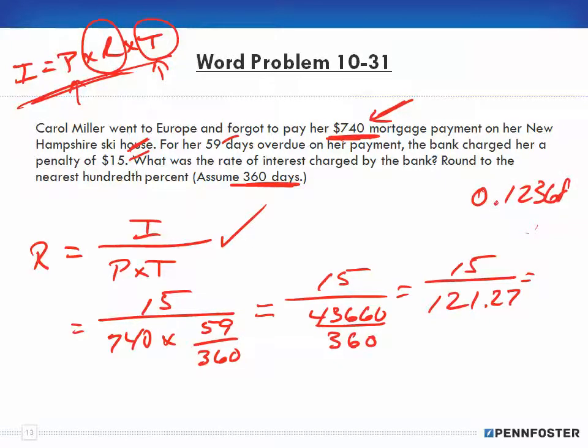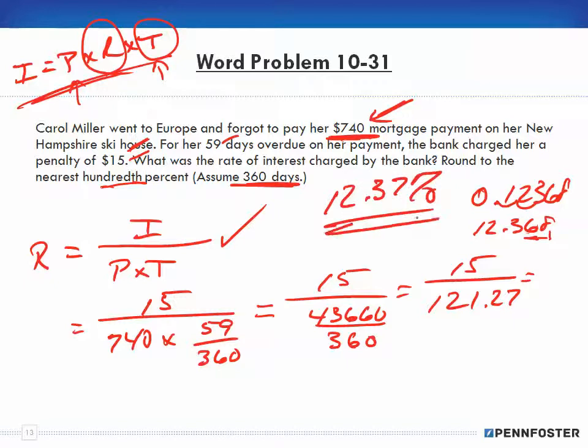0.12368. Okay, and that's a decimal, so I convert it into a percentage because it's asking for the nearest hundredth of a percent. To convert a decimal to a percentage, move the decimal place to the right 2 places. And so I have 12.368, and it's asking me to round to the hundredth. So the 6 is in the hundredth spot. Look to the right, 8 is greater than 5. So I round, and I end up with 12.37%. Okay, that's that problem.